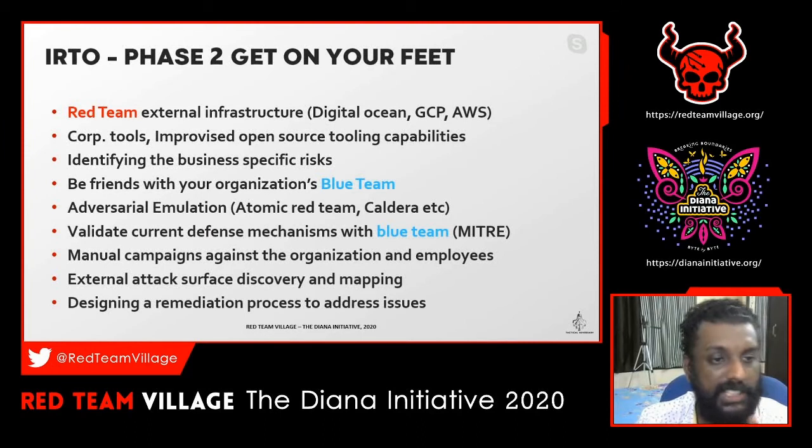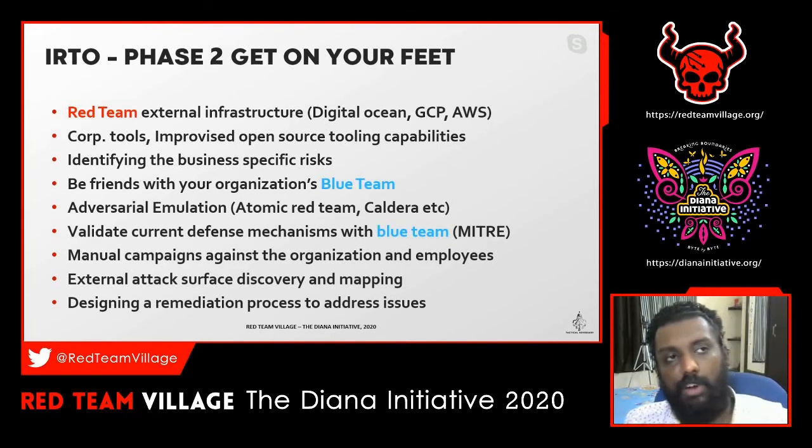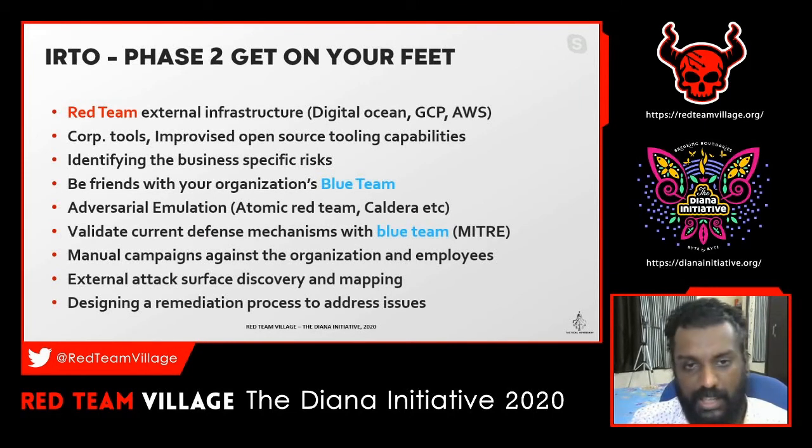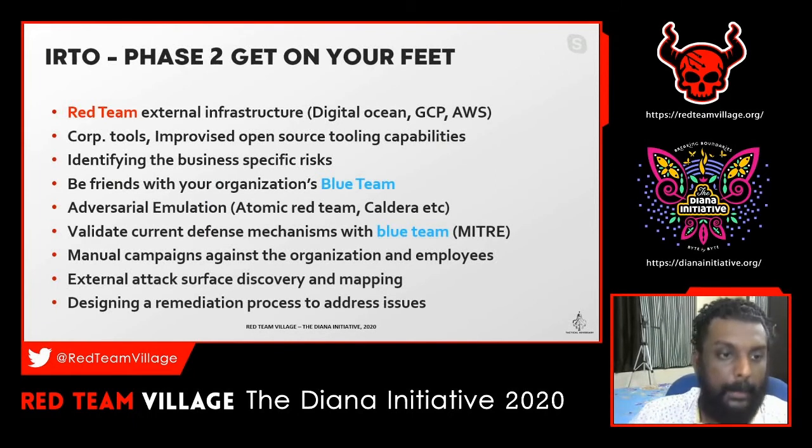Next would be external attack surface discovery and mapping. Most people know this part. It is very important to identify the internet-facing assets of your organization, which could help adversaries gain a foothold in your network. It is always a good idea to map the attack surface from the perception of an adversary, and then design a remediation process to fix the issues. That must be there. For all these findings and issues, there must be a very well-defined remediation process to take care of them.